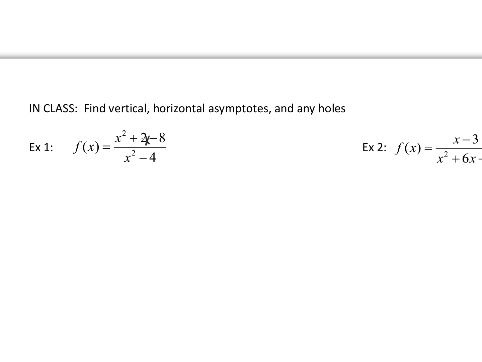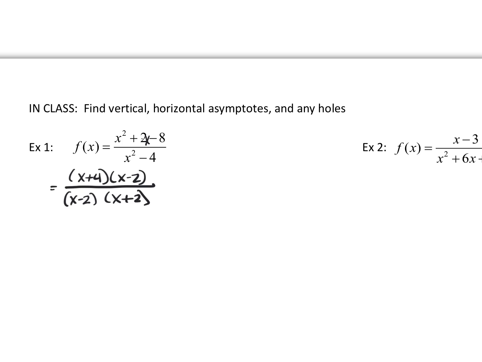How will this factor? Or will it? 2 numbers that multiply to -8 but add to +2. Yeah, +4 and a -2. That's the numerator. Is that okay? The denominator, this is the difference of squares. How does this factor? X plus 2, x minus 2.